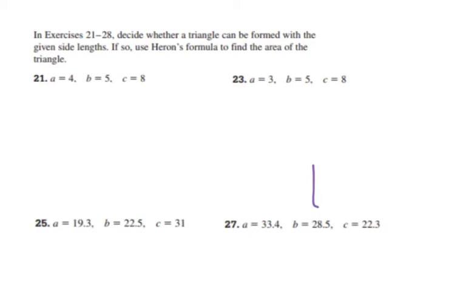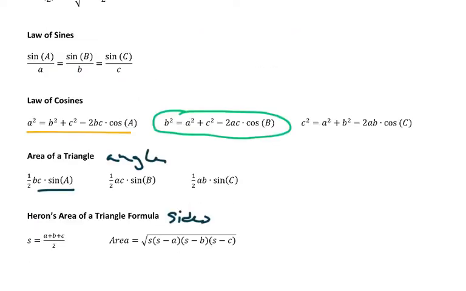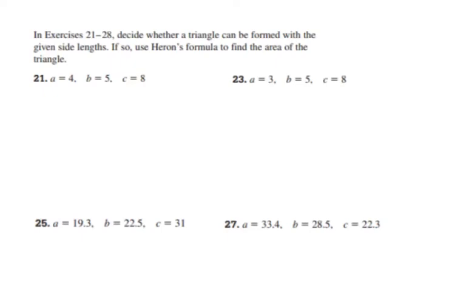Alright, then the next ones, we're going to decide whether a triangle can be formed, and then we're going to use Heron's formula. So that's this guy right here, because it's all about sides. So taking a look at all of these, the shorter two sides, again, need to add to be bigger than the other side. So is 9 bigger than 8? Why, yes it is, so we can solve that one. Here we have 8 bigger than 8. Oh, sorry, so no triangle.